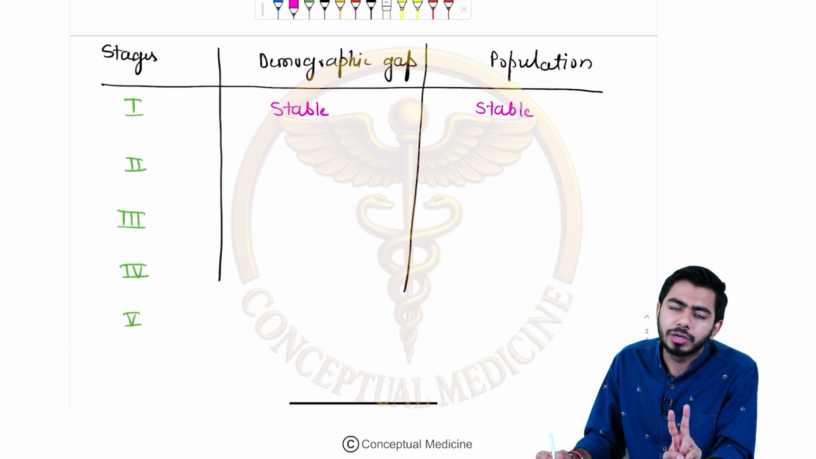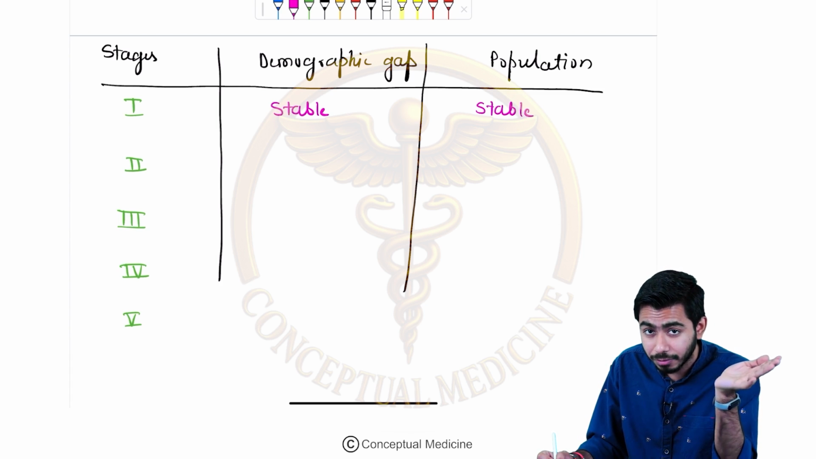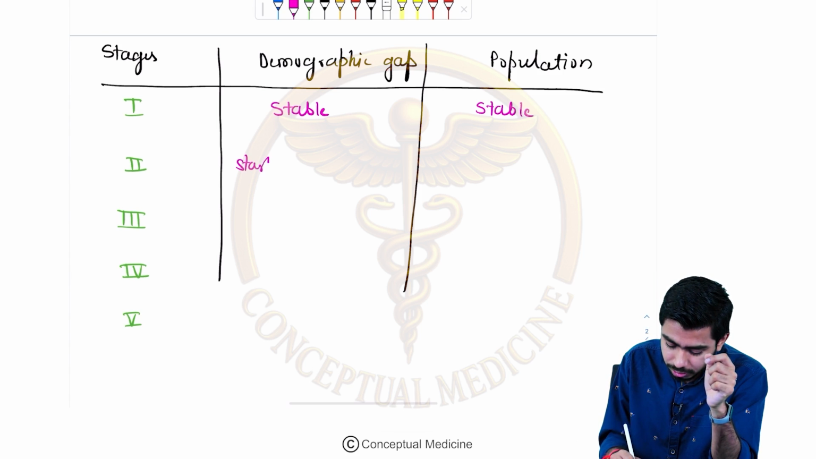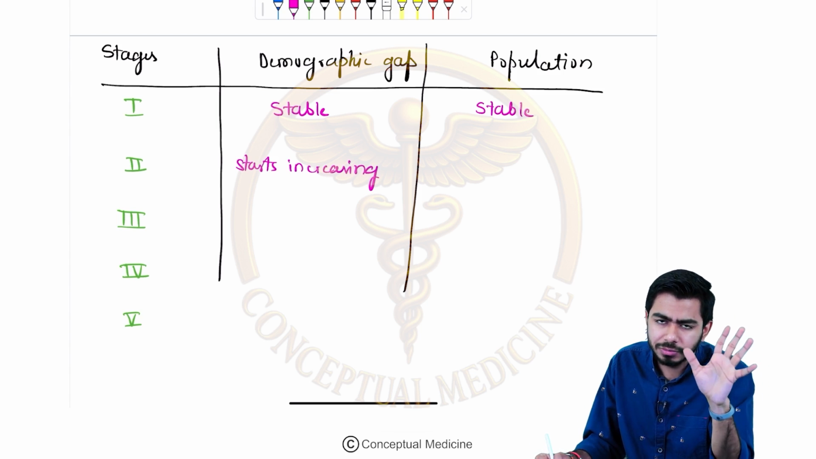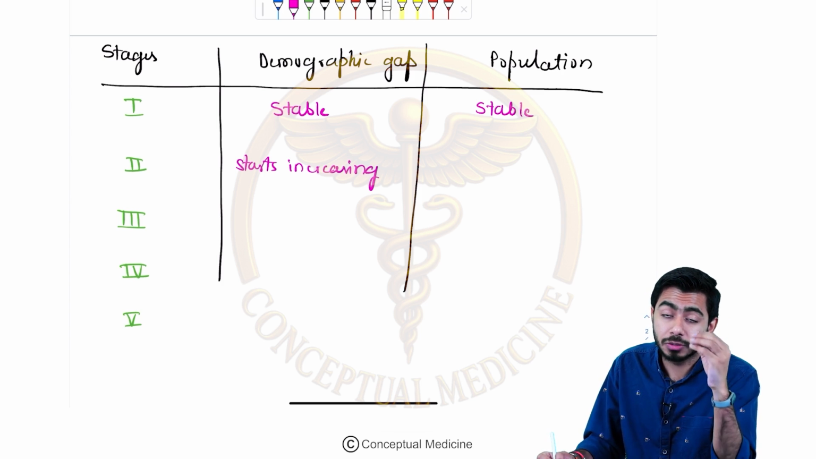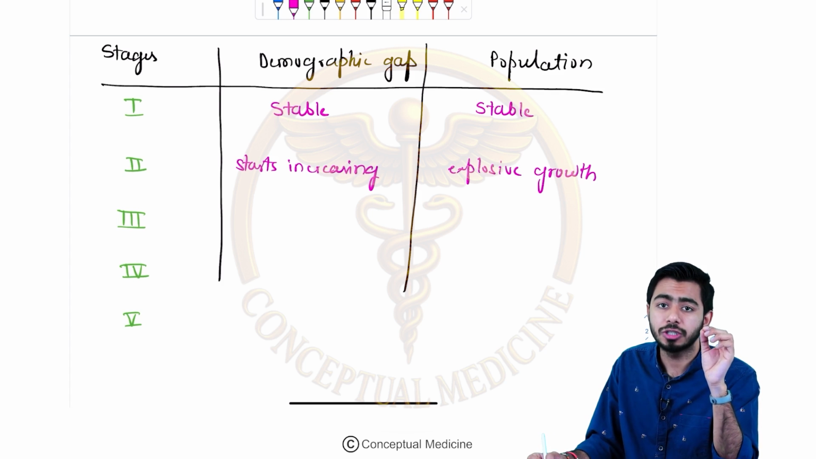In stage 2, it was the early expanding stage. What was happening to the demographic gap? It started increasing, it was maximum in this stage. This is for your remembrance, guys, I am writing. However, I have explained it earlier as well. And if you talk about the population, here the explosion of the population happens, right? Explosive growth will be seen in the population if some country is coming in stage 2.